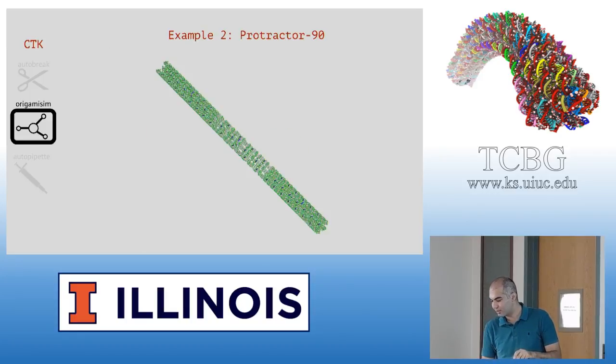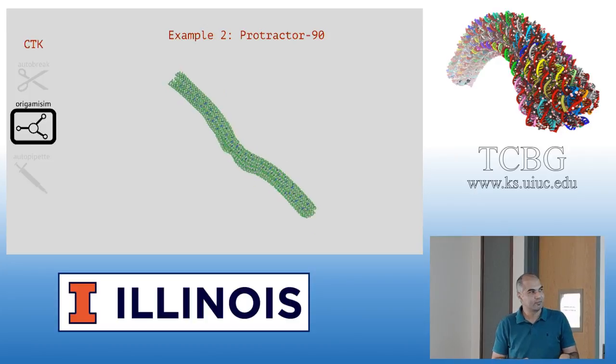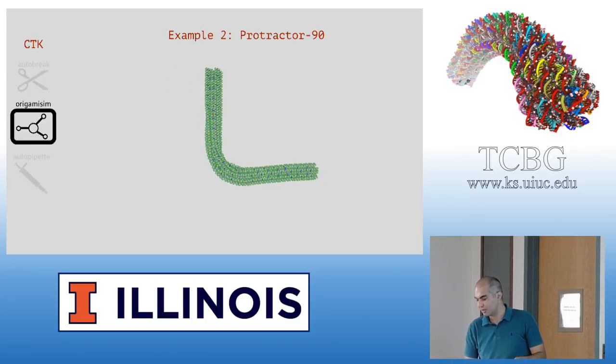This is the constructor. With all the parameters, I'm just showing only one here. It's the 90-degree one. Okay. And this is really fast. It's just a few minutes.